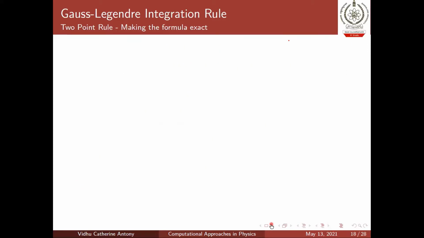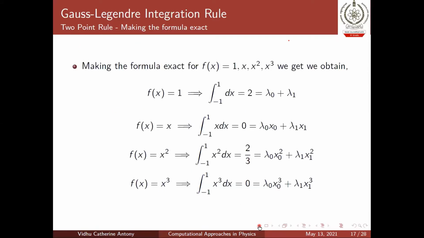You made the solution exact up to how many functions? You have 1, this is 0th order, x power 2, sorry, this is x power 2, and this is x power 3. So it's up to 3 that it gives you exact results. Okay, I hope you get that.